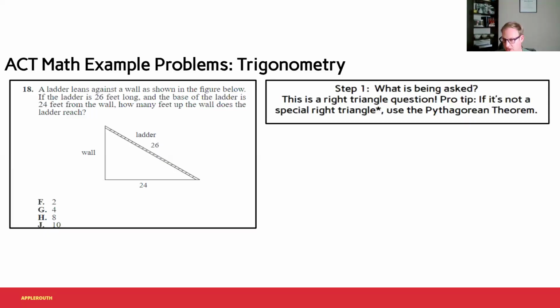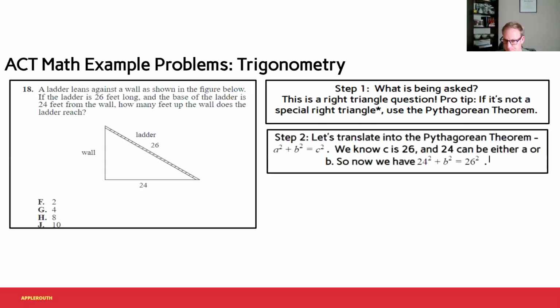If it's not a special right triangle with a root 3 or a root 2, Pythagoras is probably our best option. That's a squared plus b squared equals c squared. Not provided, but most students have that memorized. We know the c, the hypotenuse, is 26, and 24 is either one of the legs, so a or b. So that translates to 24 squared plus b squared is 26 squared.